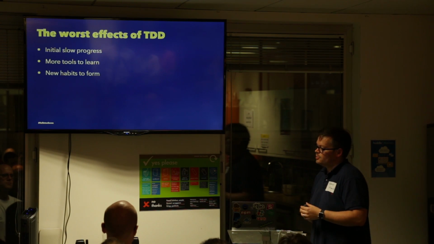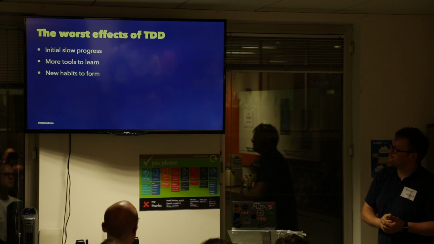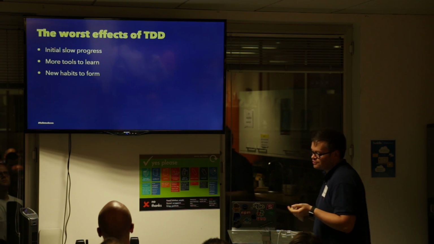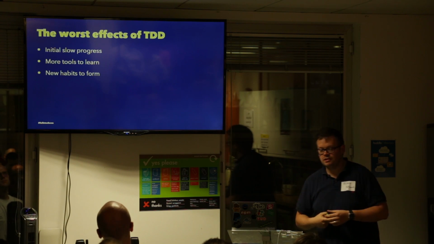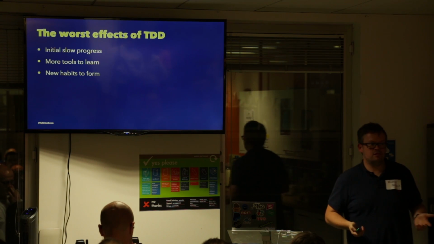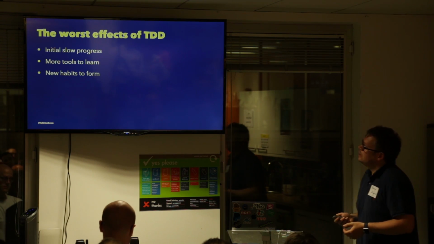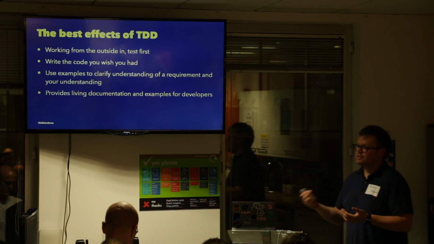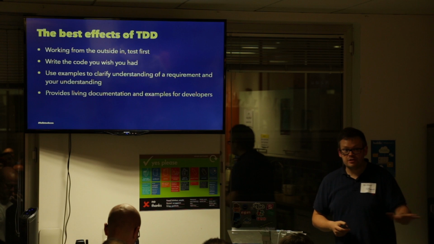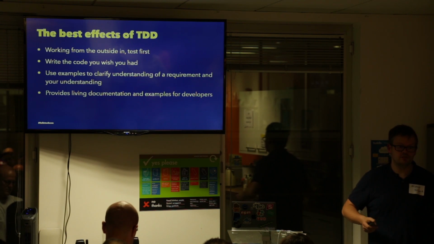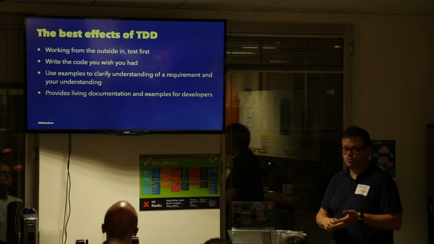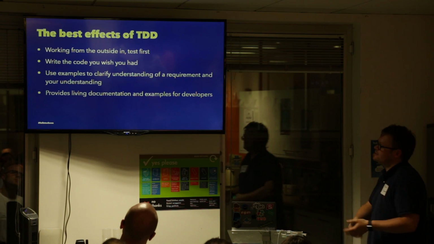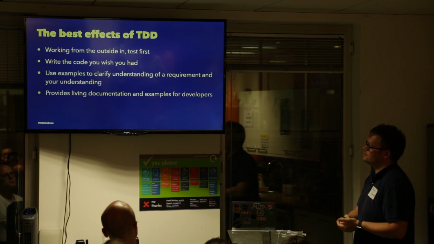So, speeding along a little bit, the worst effects of TDD, definitely slow progress. Definitely affects velocity straight away. It's more tools to learn, it's new habits to form, it's muscle memory that you need to develop. Best effects, you're working from the outside in with test first. Primary symptom of that, you write less code. You write significantly less code. Less boilerplate, less code, easier to maintain, cheaper to write, cheaper to maintain.